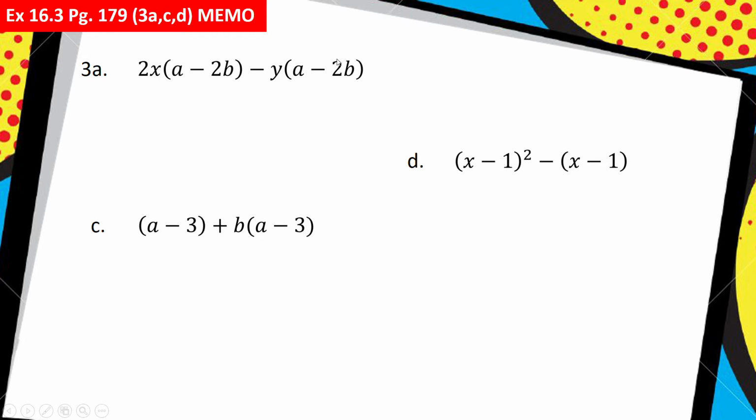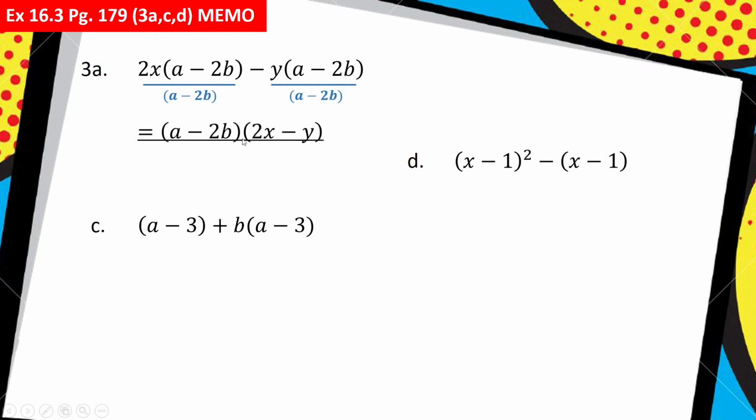So I need to take that out as a highest common factor, and when I take out a highest common factor, I just divide through by that highest common factor. So in this case here, those two brackets will cancel each other out, and those two brackets will cancel each other out, and I'm just left with 2x minus y. So I write it like this.